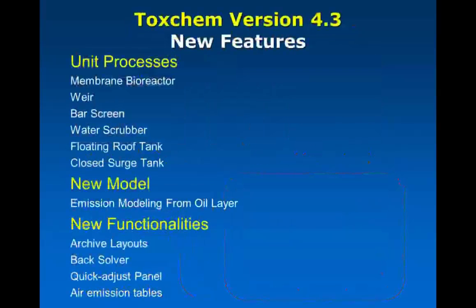So in this webinar, we are going to speak about some of the new features that we have added in version 4.3. I've categorized the different features with respect to the unit processes, new models, and new functionalities. In the unit processes, we have added 7 new unit processes as listed here: membrane bioreactor, weir unit process, bar screen, water scrubber, floating roof tank, closed surge tank.